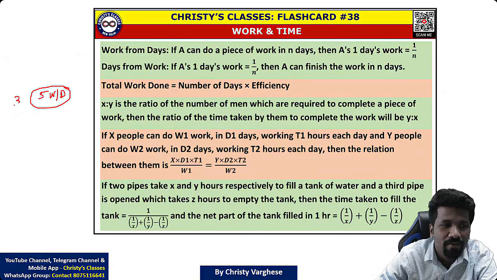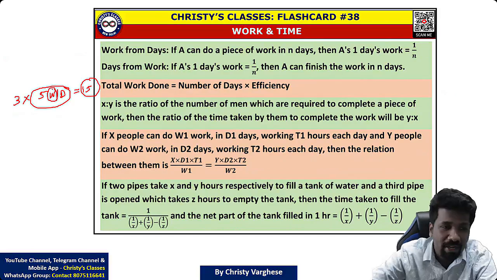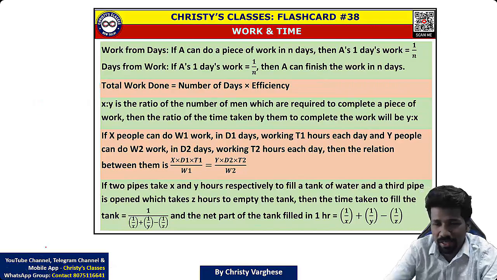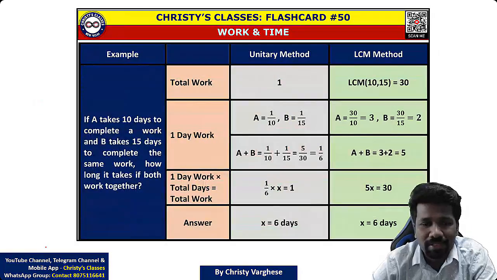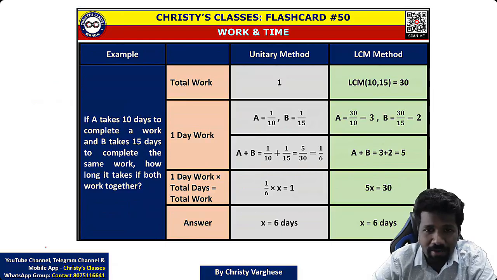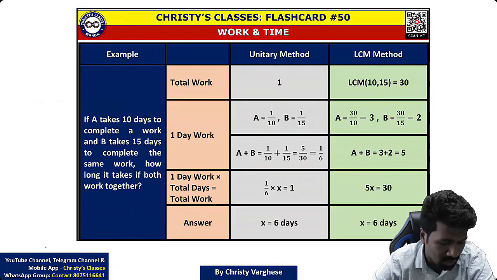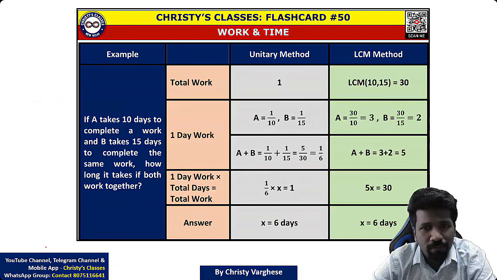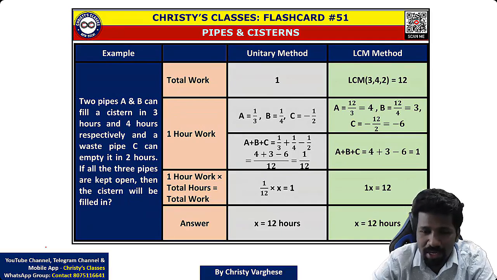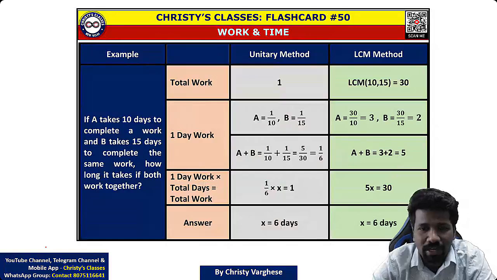If the person works like this for 3 days, how much total work is done? 3 into 5, 15 work is completed, right? What the work is can be defined properly. Anyway, basically this is the idea. I will come back to more theory of this. But to practically solve questions of this chapter, there are 2 unique methods: one is the unitary method, one is the LCM method. There are other methods too, but these are the best 2 methods to solve the questions. And first of all, the pipes and cistern chapter is an extension of the work and time chapter. That theory is also the same. So first I will explain the theory of work and time.